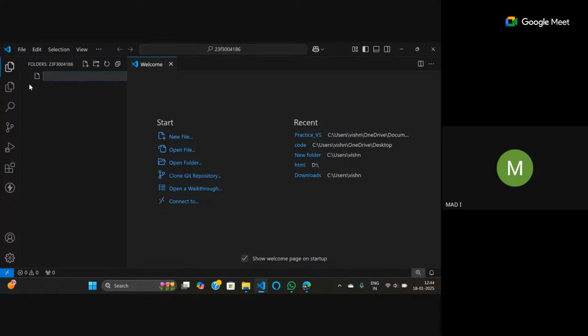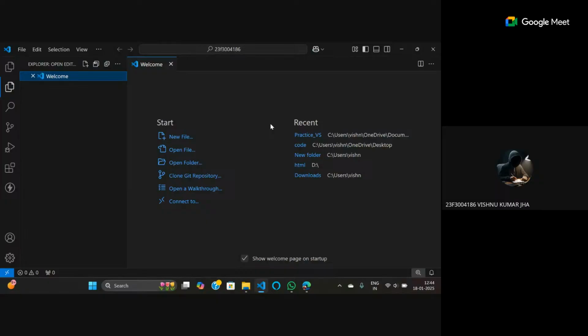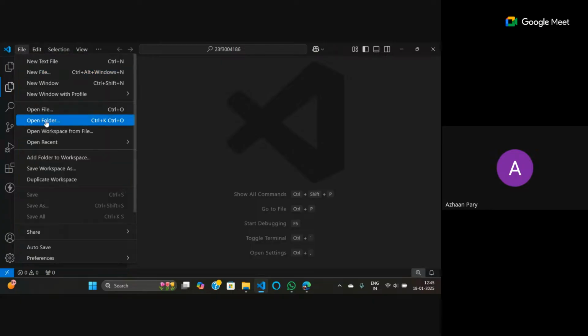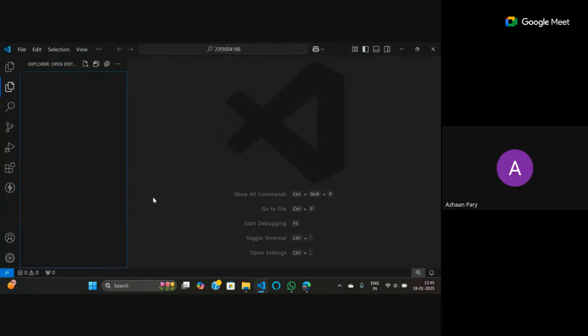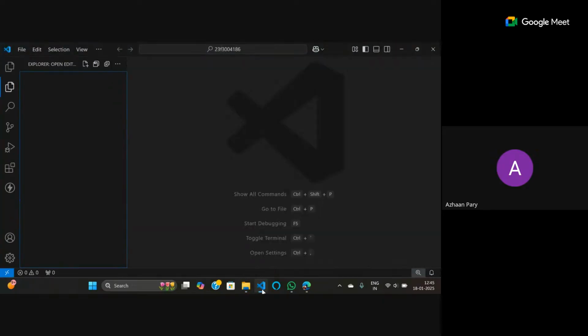Can you try reinstalling VS Code? I have tried it 2 times, but it is giving the same problem. Try closing the welcome and then... No, it is not happening. Try dragging and putting it into VS Code, any folder. No.